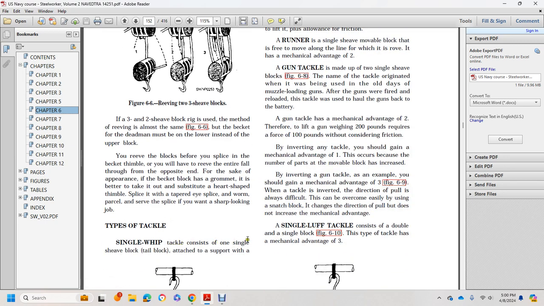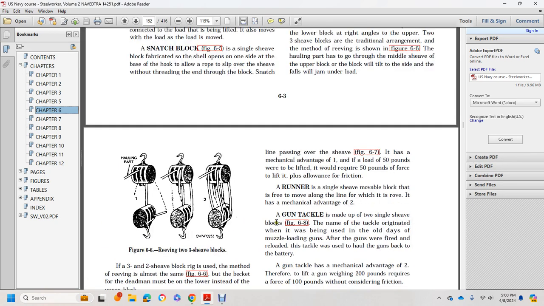A single whip tackle consists of one single-sheave block attached to a support, with the line passing over the sheave, with a mechanical advantage of one. A load of 50 pounds to be lifted would require 50 pounds of force to lift it, allowing for friction. A runner is a single sheave movable block with the free end moving along the line from which it is rove, with a mechanical advantage of 2.